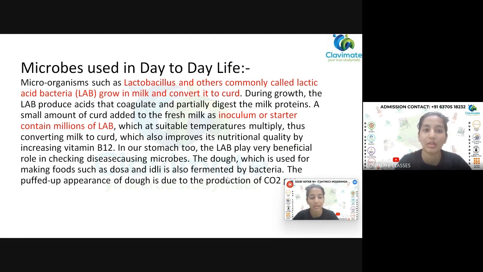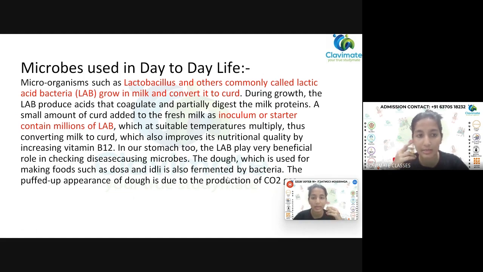Whenever we talk about the microbes used in day-to-day life, for example, microorganisms such as lactobacillus, commonly called lactic acid bacteria, is a rod shaped bacteria which can convert milk into curd. How does it do this? We heat the milk, and then we add the inoculum. Inoculum is also referred to as the starter.